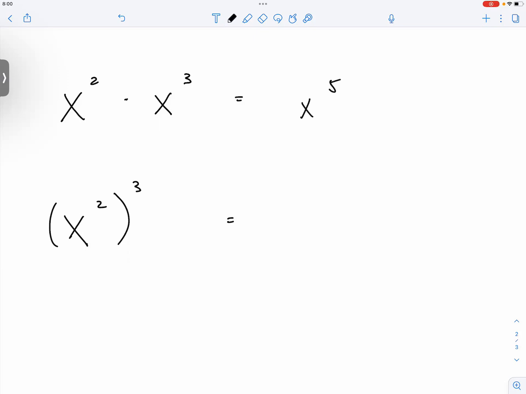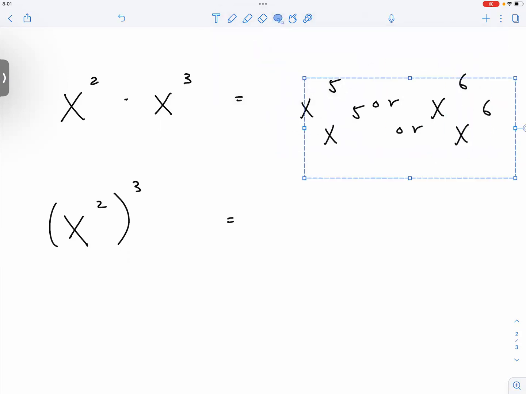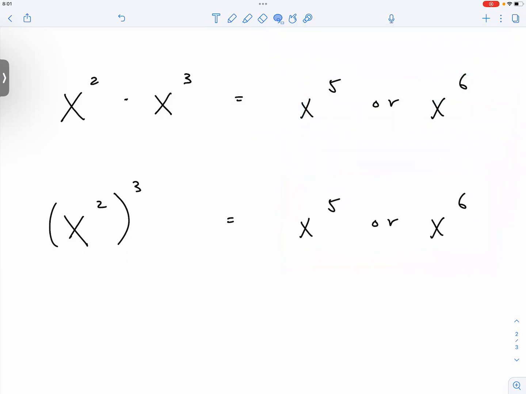Ask yourself, okay? I'm going to place these two answers for both questions. Is it x to the fifth or x to the sixth? Let's have a show of hands. For the top one, how many of you think it's x to the fifth power? How many of you think it's x to the sixth power? Okay, but why is it x to the fifth? You add the exponents, right? But why?